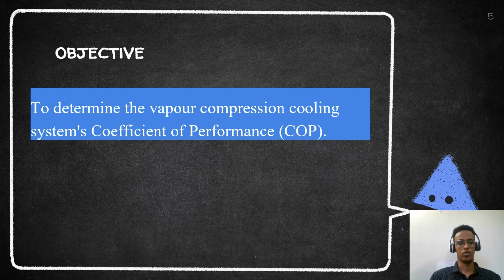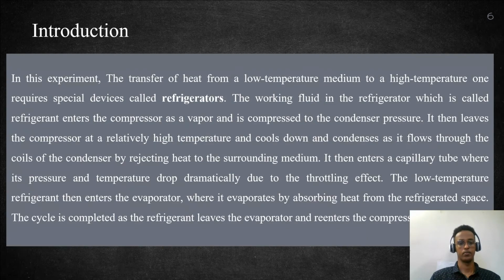Objective: the objective is to determine the vapor compression cooling system's coefficient of performance (COP). And then the introduction. The transfer of heat from a low temperature medium to a high temperature one requires a special device called a refrigerator. The working fluid in the refrigerator, which is a cold refrigerant, enters the compressor as vapor and is compressed to the condenser pressure.